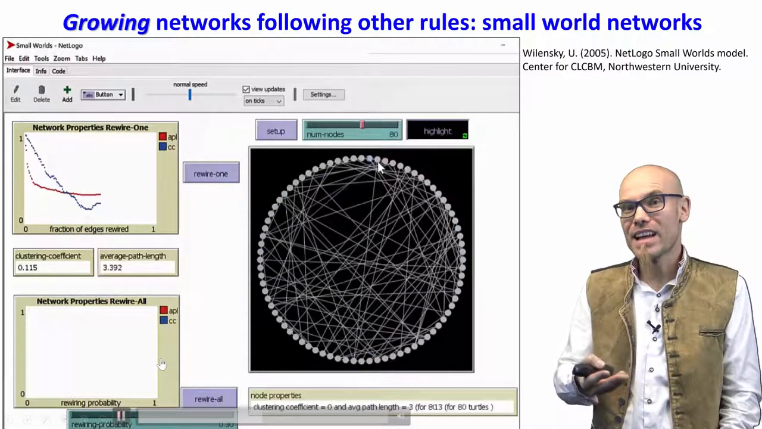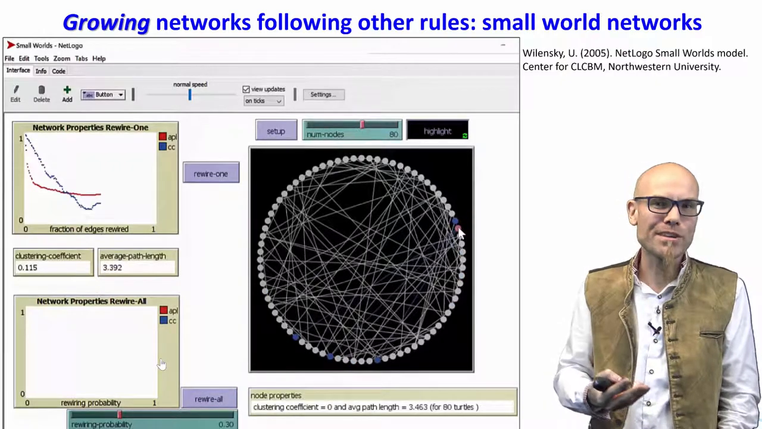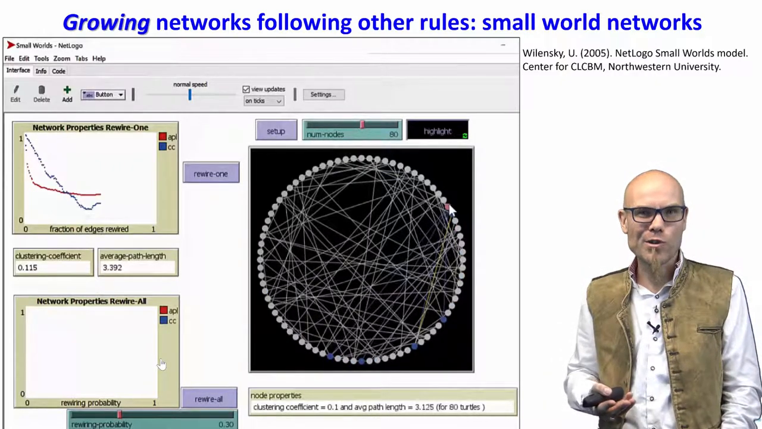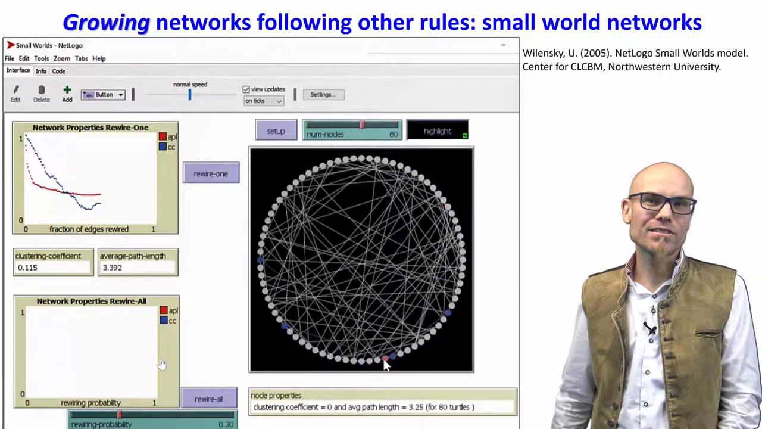And again, that's not a small world network. That's just overdoing it, and now I'm randomly connected to anybody in the network, and I have a stable average path length, and I have a low clustering coefficient.